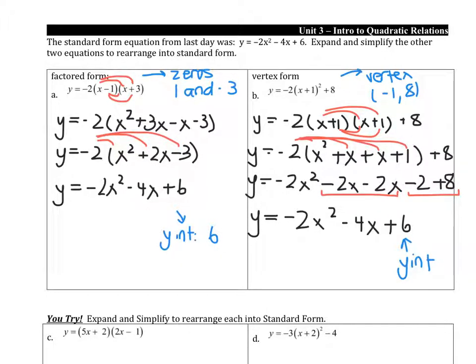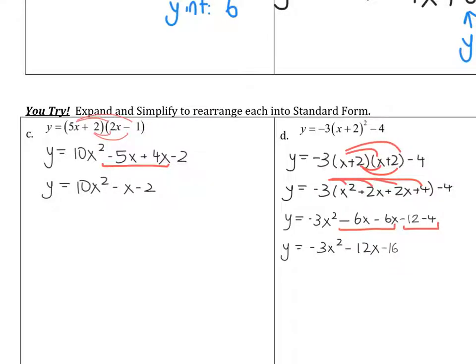Okay, so now we know how to go from factored and vertex form to standard form. I want you to pause the video right here and try C and D on your own before you replay and check your answers. Okay, so here are the answers. So for C, you should have had 10x squared minus x minus 2. Again, careful with those negatives so you don't accidentally put 9x or negative 9x or anything like that.